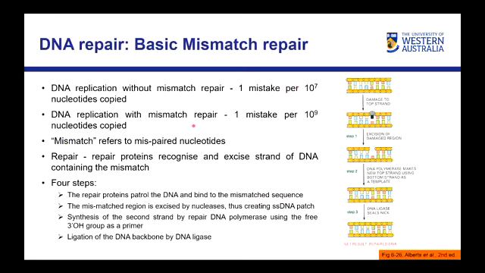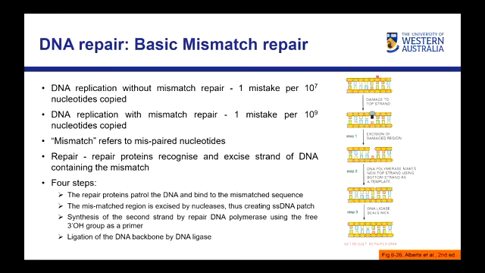A mismatch refers to mispaired nucleotides. And for repair, you have these special repair proteins that recognize and excise the strand of DNA containing the mismatch, and then repair DNA polymerase. Remember, we talked a lot about the polymerases in my last lecture, and in E. coli we had two, DNA polymerase 1 and 2 were repair DNA polymerases. DNA polymerase 3 is the one that does most DNA synthesis. So there's essentially 4 steps.